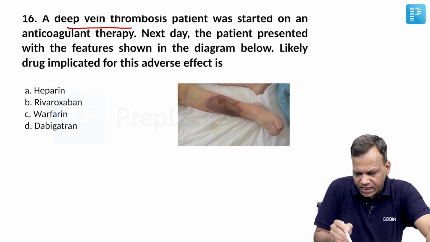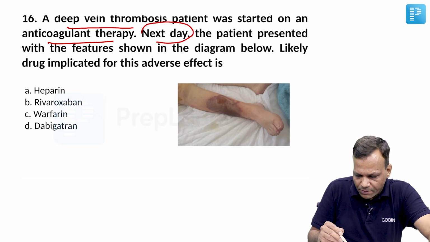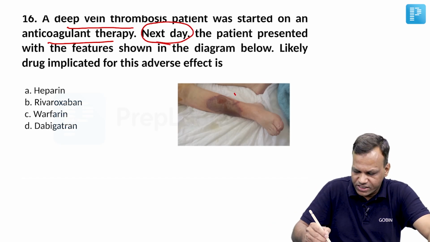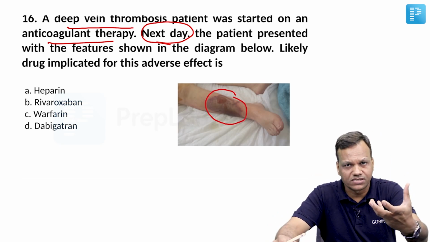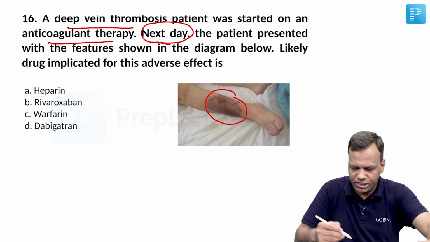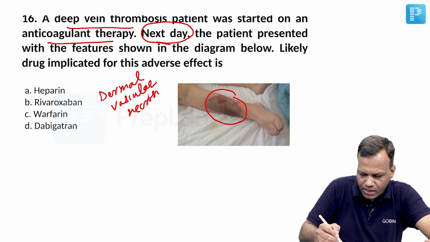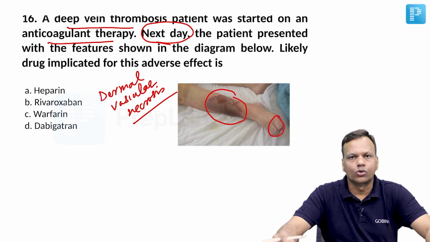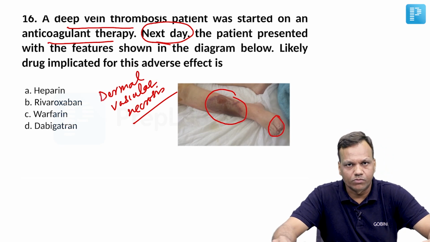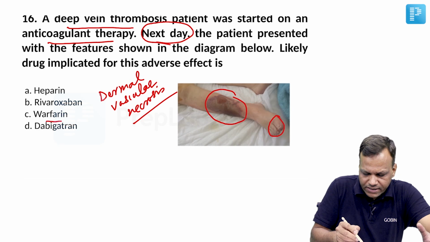A DVT patient, deep vein thrombosis patient, was started on anticoagulant therapy. The next day, the patient presents with the features shown here. So what is the feature shown here? There is thrombosis, hypercoagulation. In simple words, it is called dermal vascular necrosis. Sometimes it is shown in the toes, then it is called purple toe syndrome. Now, it can be caused by two drugs. One is warfarin, the second is heparin.